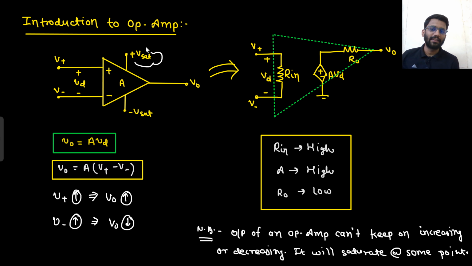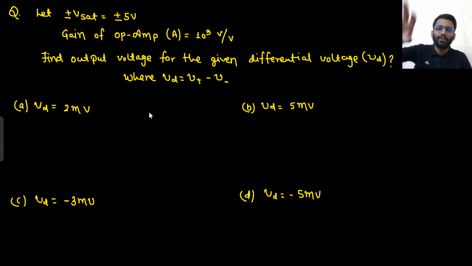So it will saturate at the saturation voltage, plus Vsat and minus Vsat. Whatever the saturation voltage is given, at that point it will saturate. Let's take an example, it will help you understand better. The saturation voltage is given as plus minus 5 volt. Different difference voltages are given, and the gain of the OpAmp is 10 to the power 3. So what will be the output voltage?